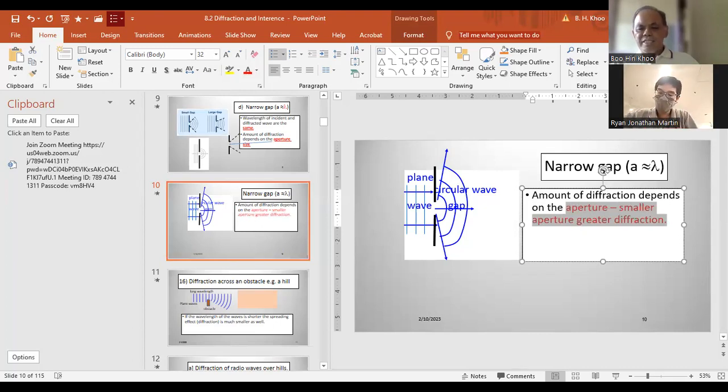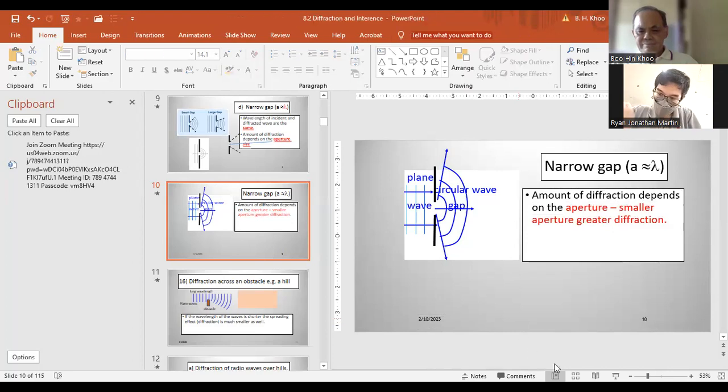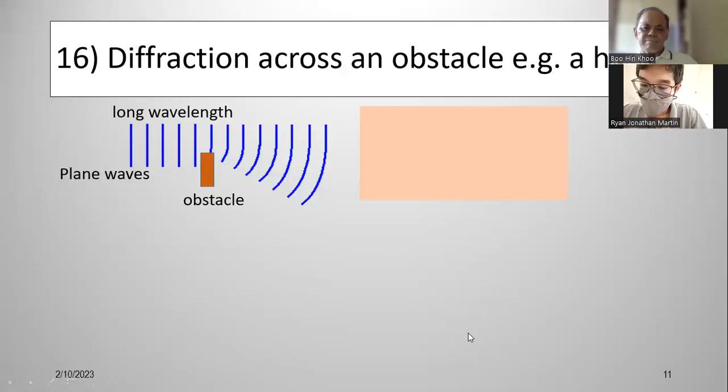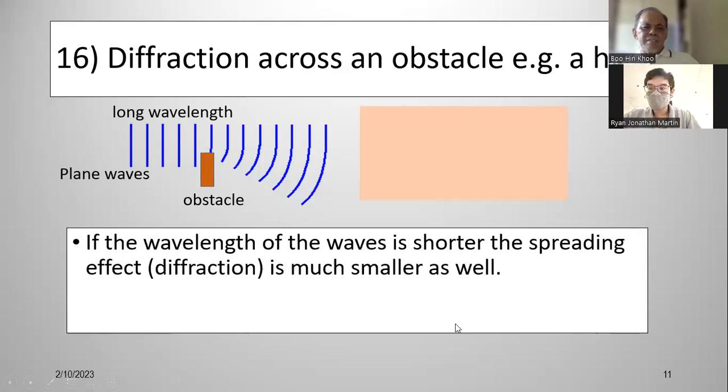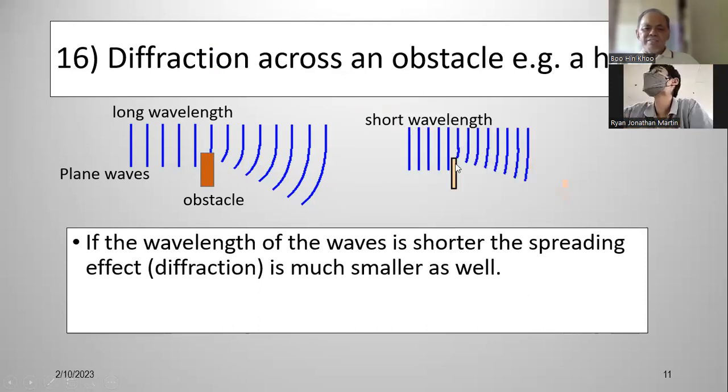The smaller the aperture, the greater is the diffraction. Or if we use light, the same thing. Longer wavelength will be better in terms of diffraction. Shorter wavelength, less diffraction. Diffraction means spreading out. This is the region of shadow.